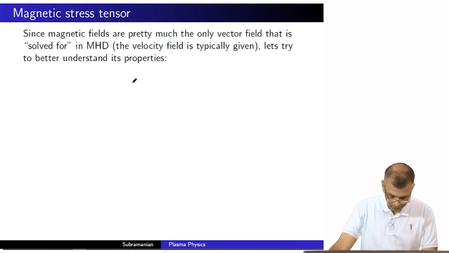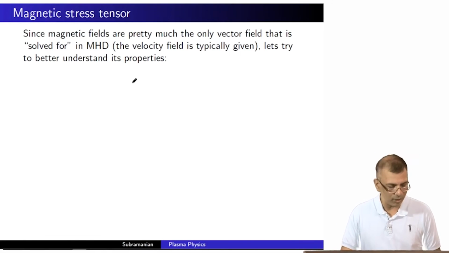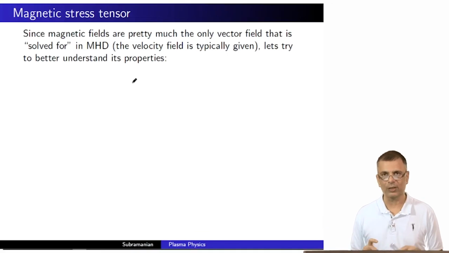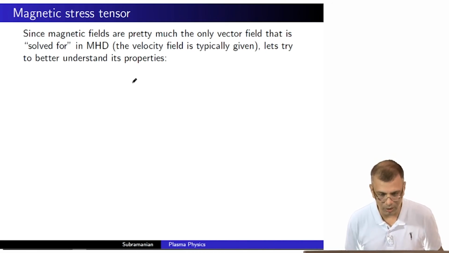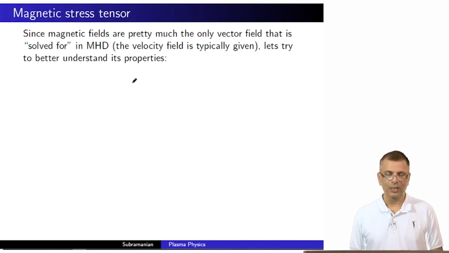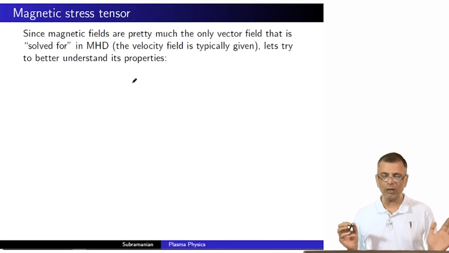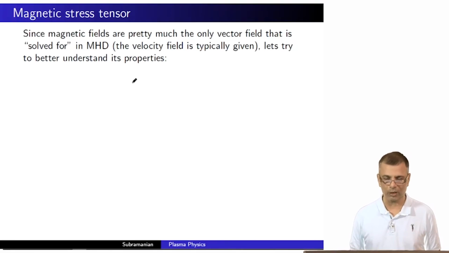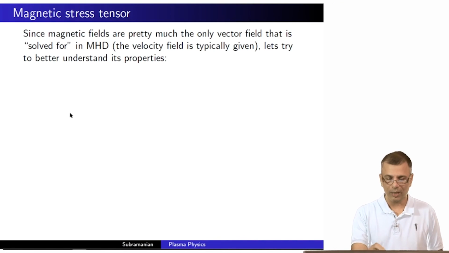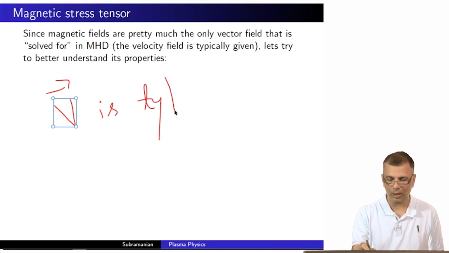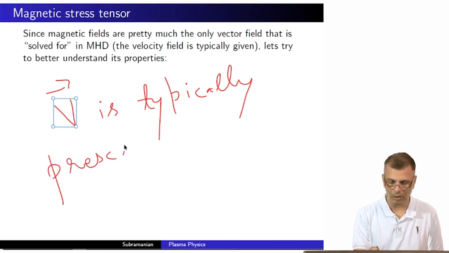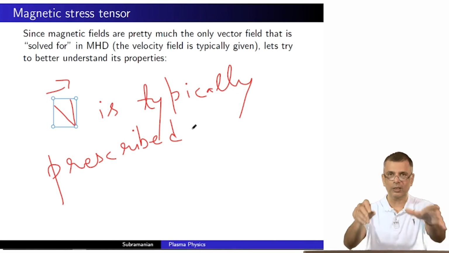And the next thing that we will worry about a little more is the nature of the magnetic fields now. Okay. What the magnetic fields do to the equation of motion, and like this line says, magnetic fields are pretty much the only vector field that is, quote unquote, solved for in MHD, in that V, the velocity field, is typically given or typically prescribed. Okay.